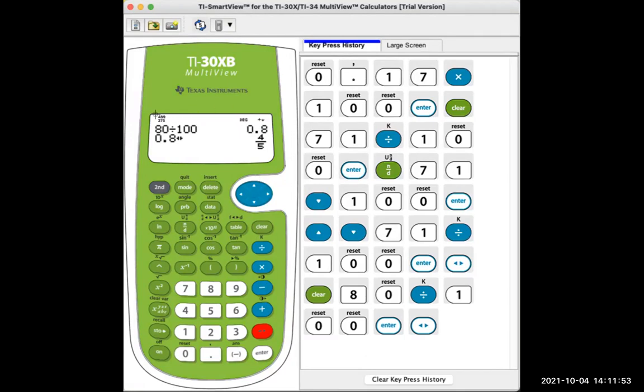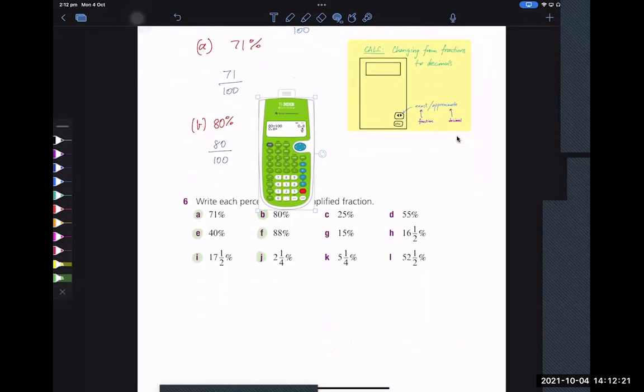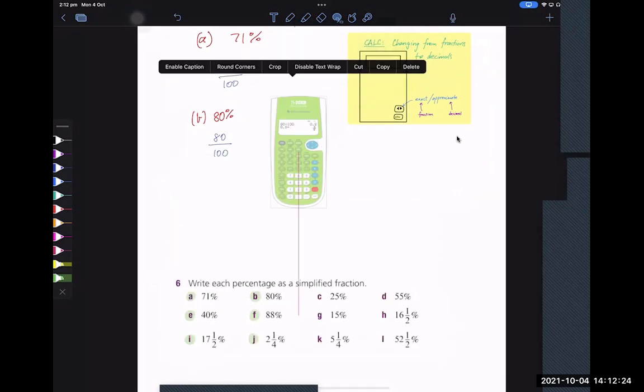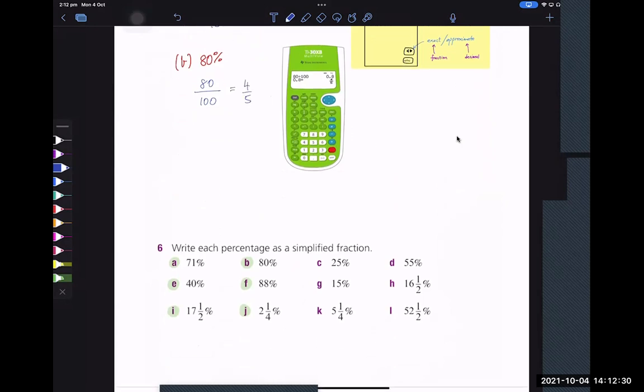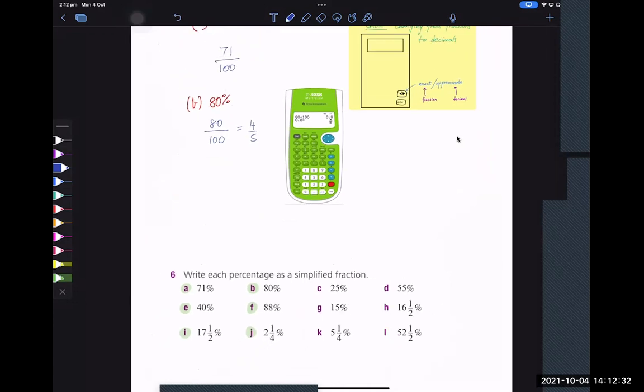So I'm just going to take a screenshot of that as well. See if I can grab the whole calculator here. And I will share the screen back over on the iPad. Awesome. There we go. So we get 4 over 5. Cool. We can try a couple more.